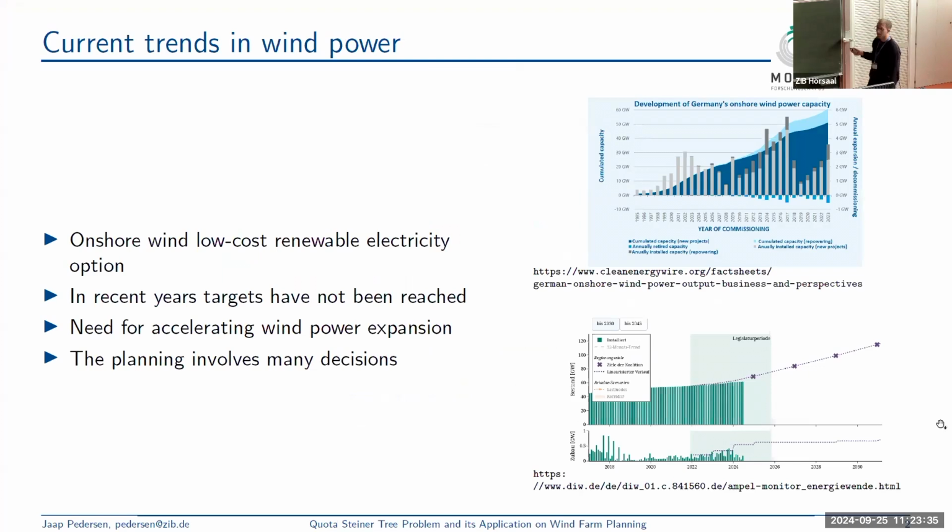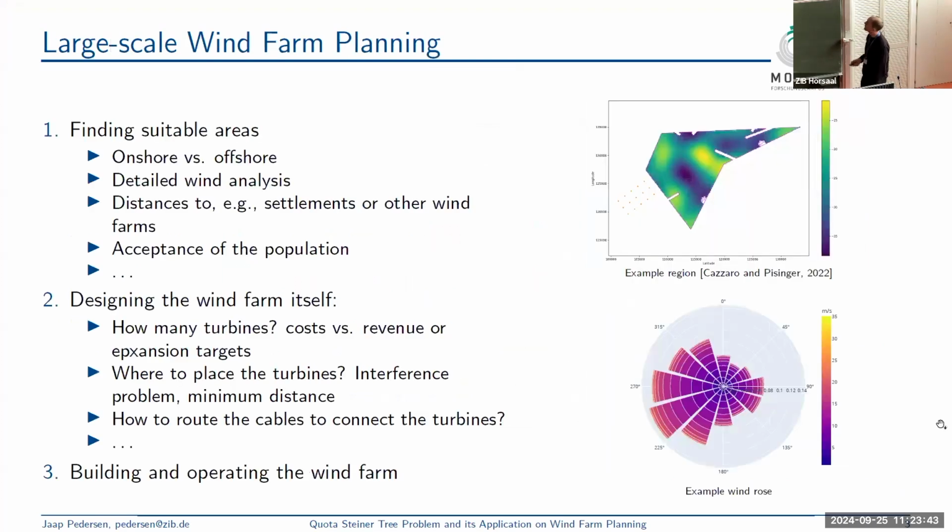But like many expansion plans, this involves a lot of decisions, and I will show you a few now. First of all, we have to find suitable areas. We have to decide on onshore or offshore. For example, here we have an offshore region where you have the sea depth, I guess, where you can actually place the wind turbines. You have some other wind turbines already installed, which you also have to take into account. Then you have a detailed wind analysis of this area.